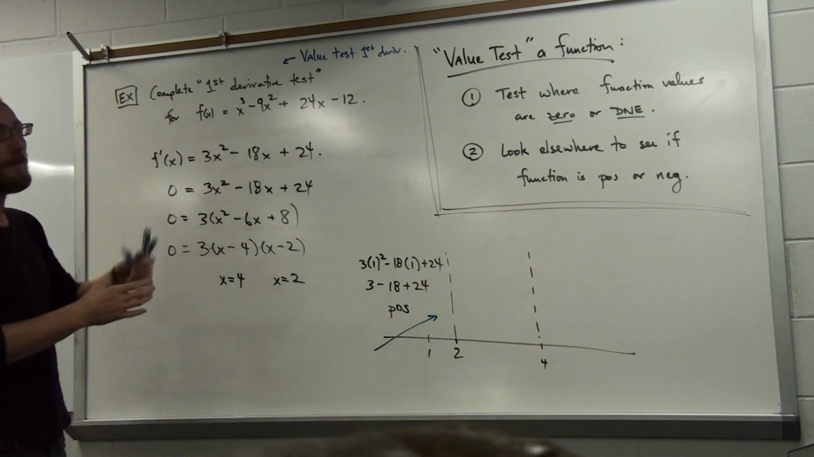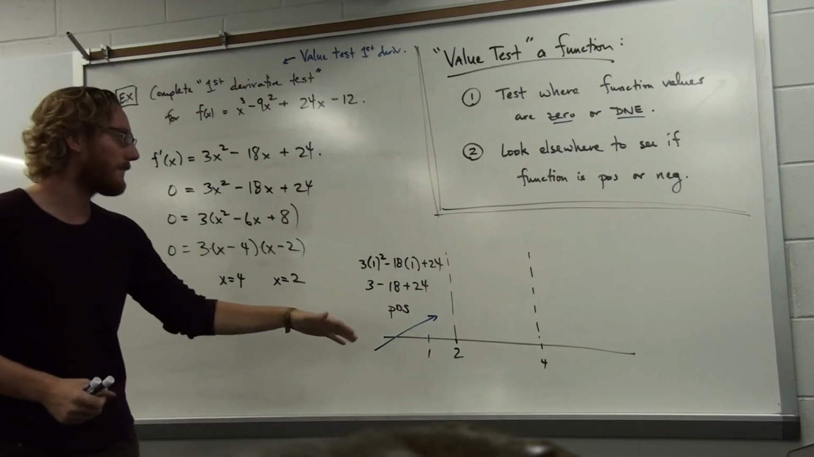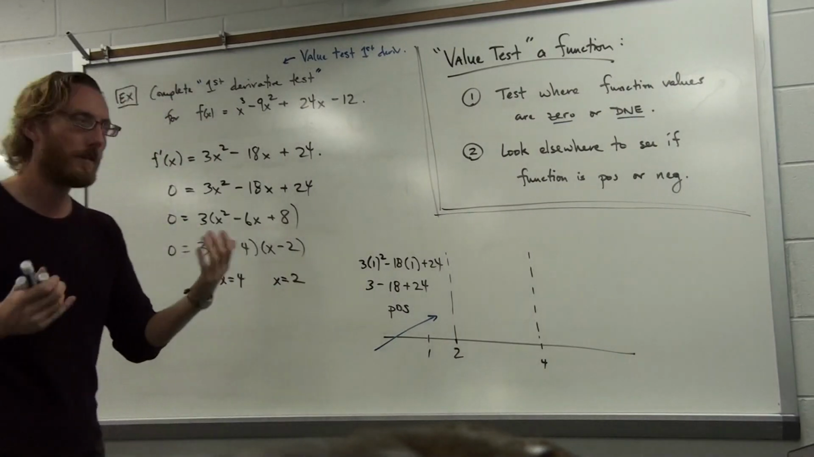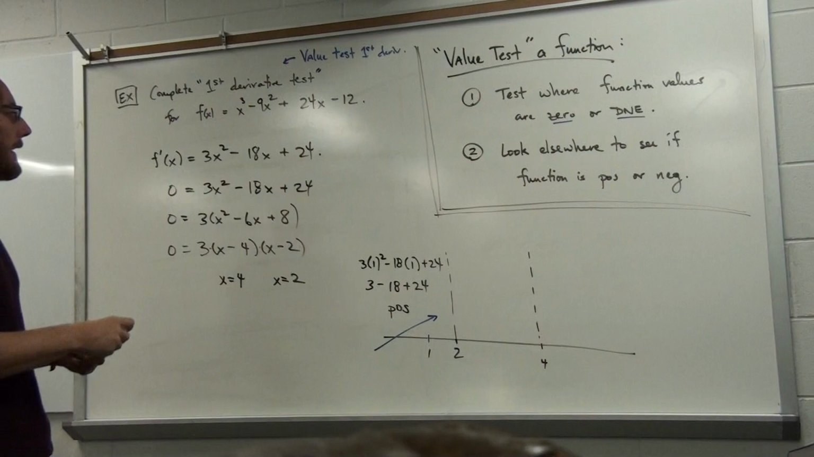Your original function f of x is uphill in that region because the first derivative function has a positive value. The first derivative gives you a concept of slope, and if the slope is positive, the function's uphill. Pretty cool, right?